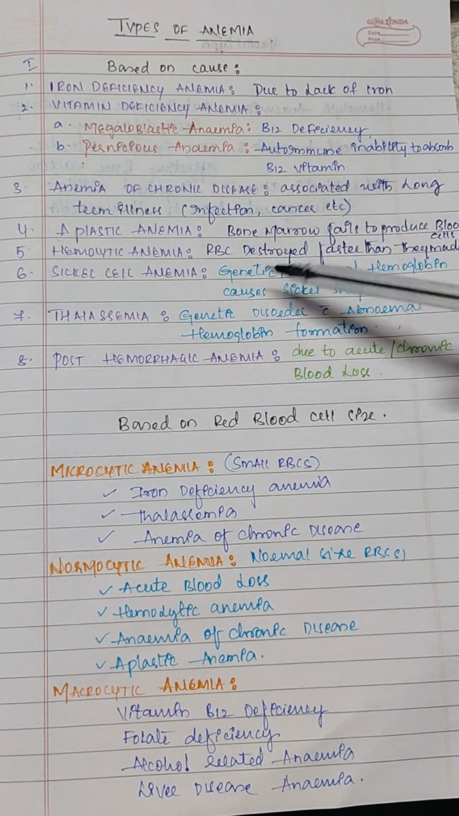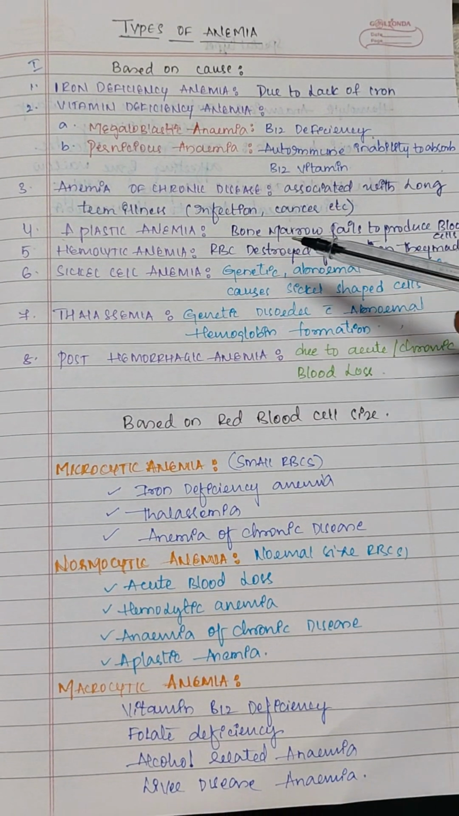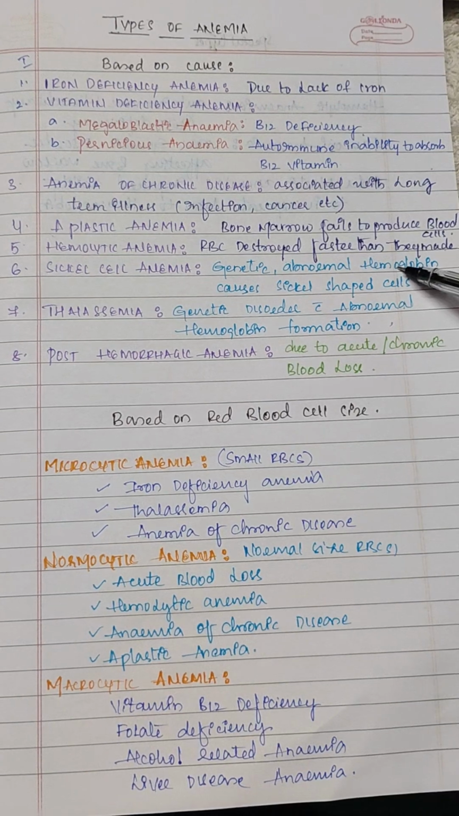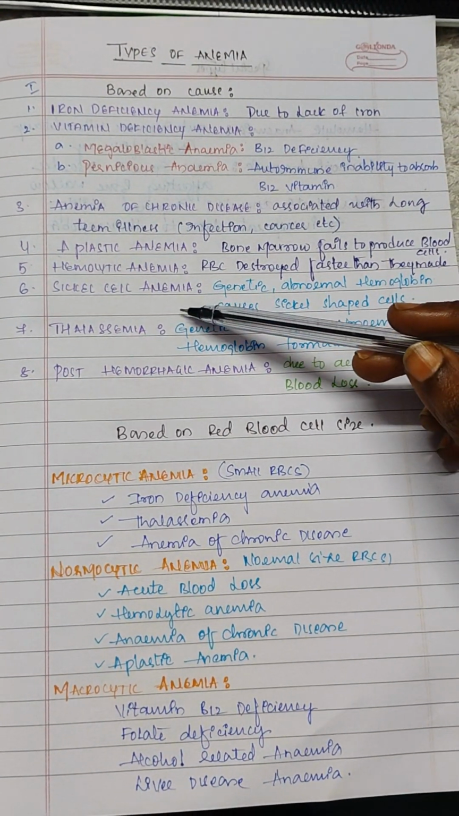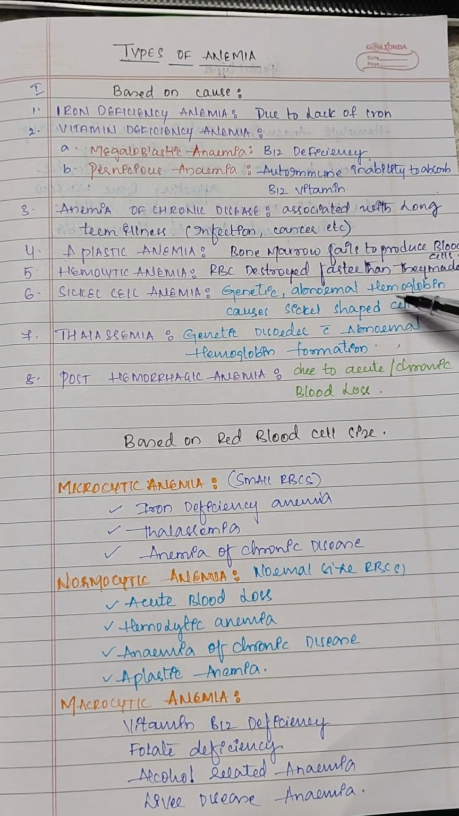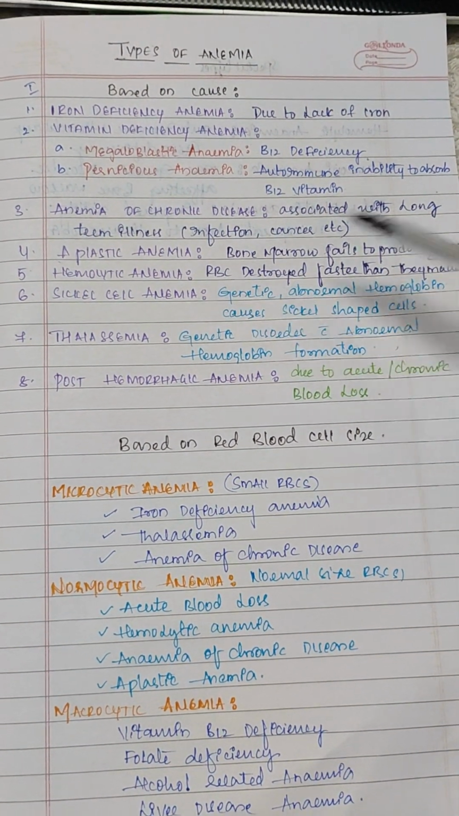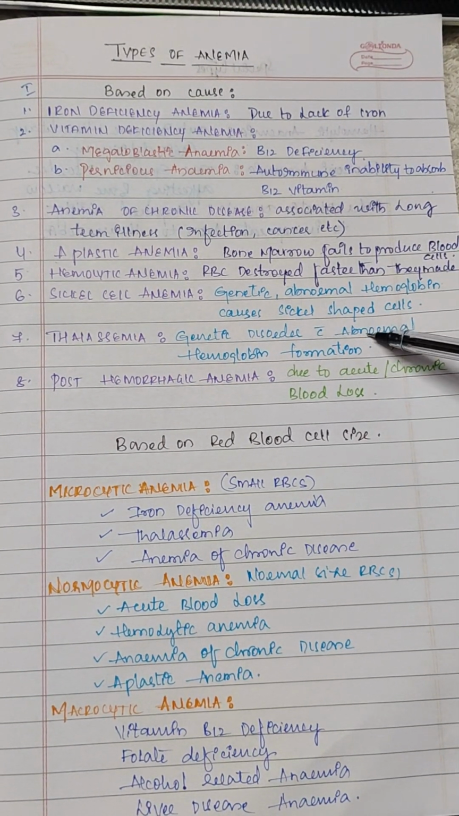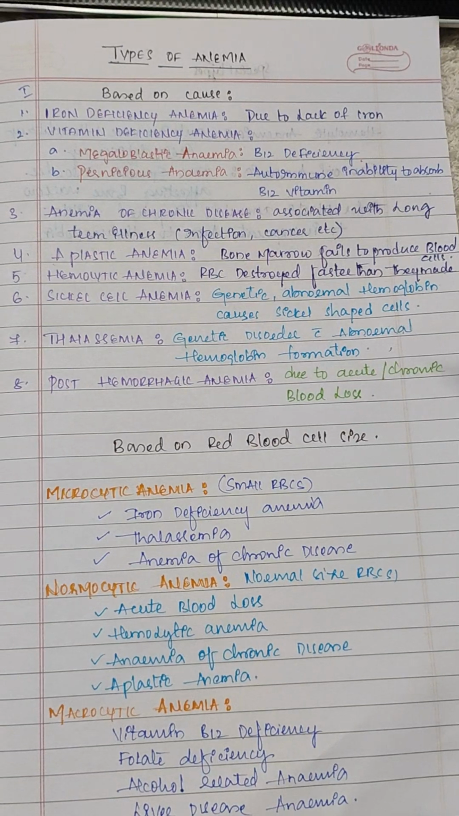The next type, hemolytic anemia. Here the RBCs are destroyed faster than they are made. The next one, sickle cell anemia, is a genetic disorder, and here abnormal hemoglobin causes sickle shaped cells, and this is the cause of sickle cell anemia. The next one, thalassemia, is also a genetic disorder. Here abnormal hemoglobin formation we can see in people who have thalassemia.